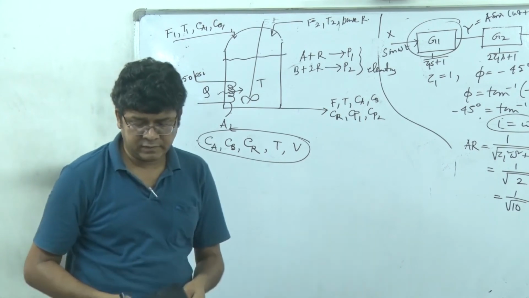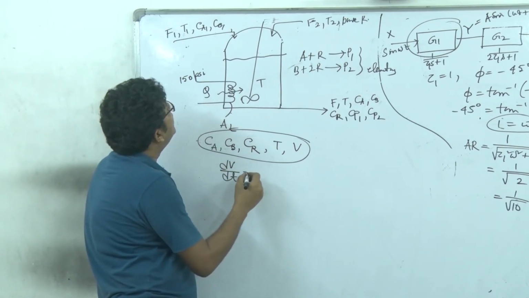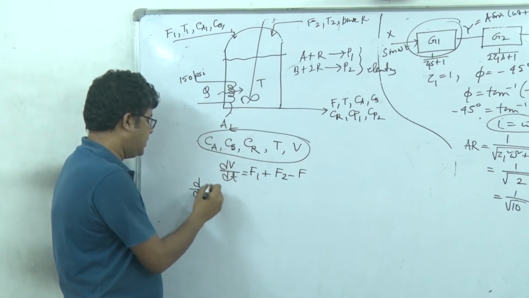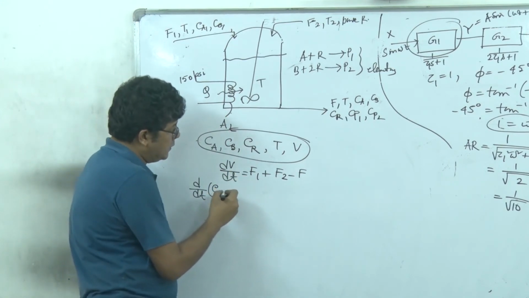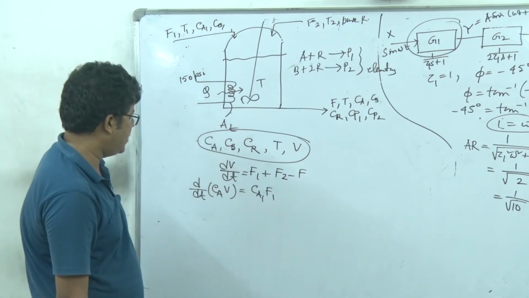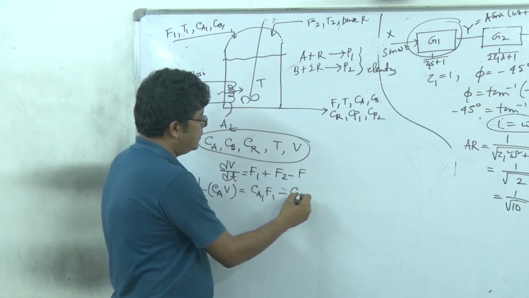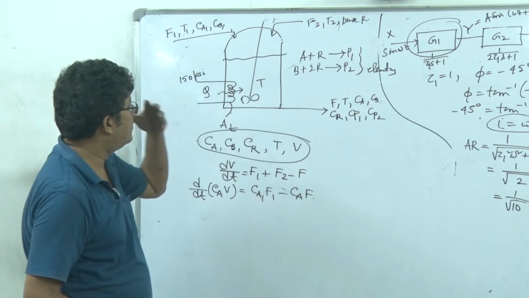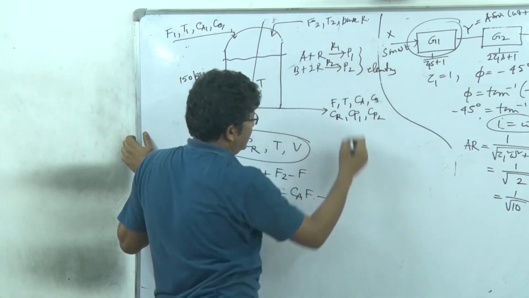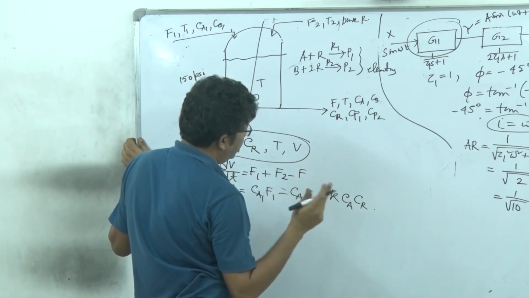Develop the state model for the CSTR system. If I write simply dV/dt, it will be F1 plus F2 minus F. Now the component balance, first for A: d/dt of Ca into V is equal to Ca1 into F1, minus Ca into F, that's the outflow, and for the reaction, minus K1 into Ca Cr, that's the consumption rate of A.